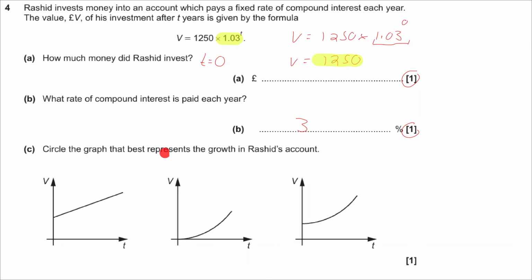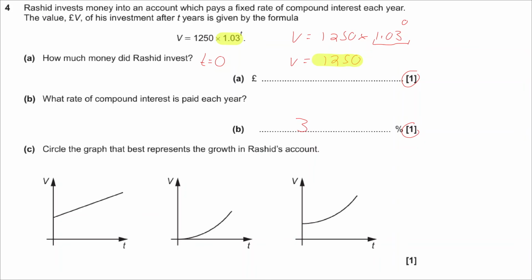Circle the graph that best represents the growth of Rashid's account. So you've got a linear graph here, and then these two here are exponential. Now it's definitely not going to be linear, because if you've got anything to a power, it won't be a straight line. So definitely not the first one. So it's either going to be this kind of rising exponential curve or this one, but because your start value is 1250 and not 0, it must be the last graph.